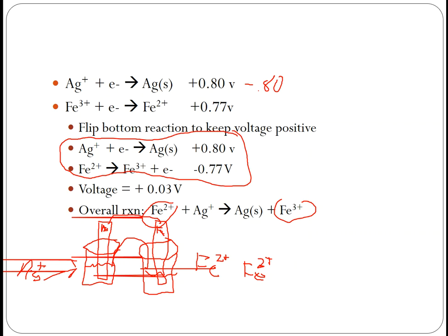And then we need to think about anode and cathode. So oxidation at the anode, which is this one. So this is my anode here. And then reduction at the cathode. So this is my cathode here. This is my negative. And this is my positive.